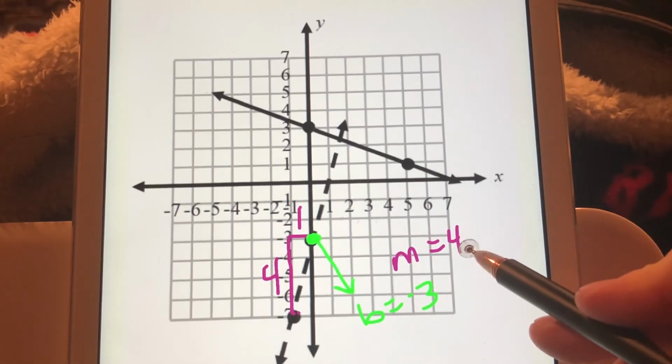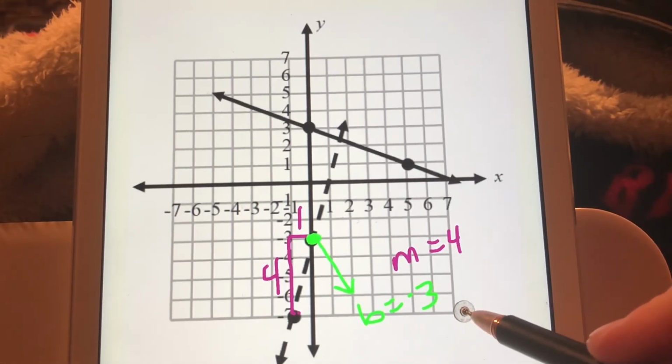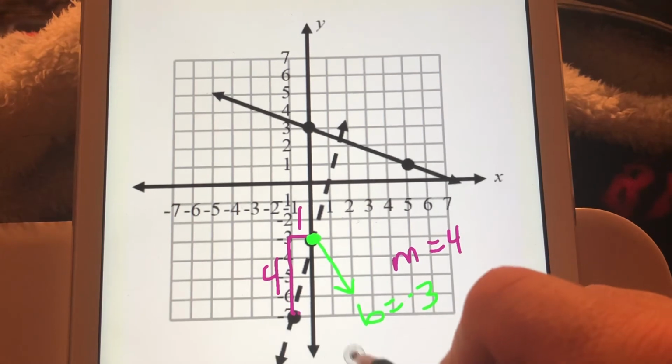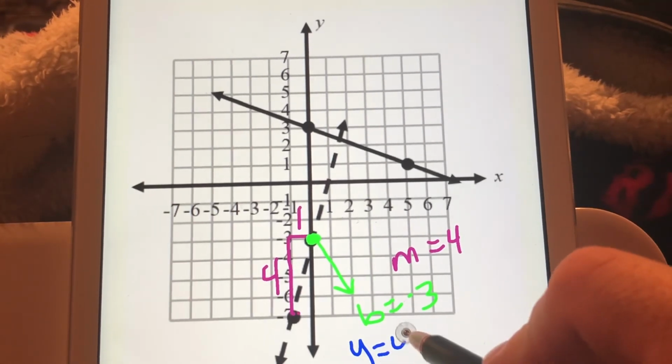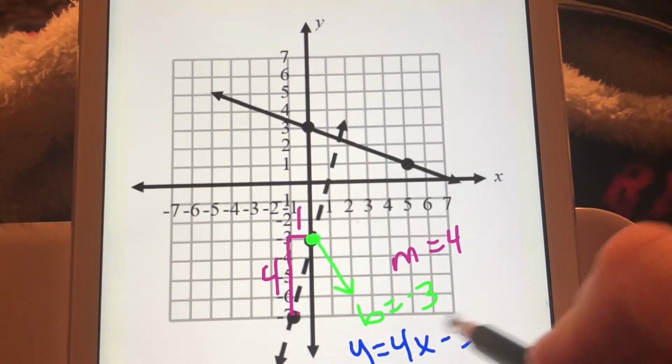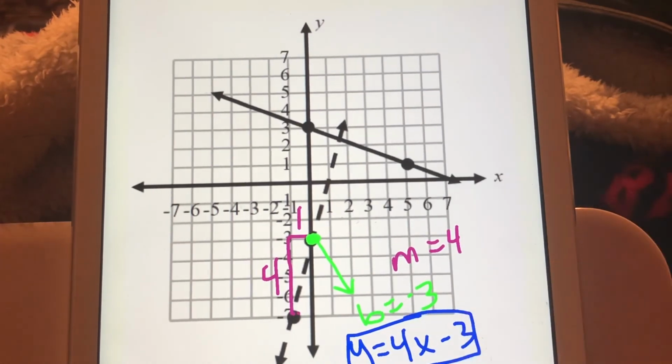So I've got my slope, I've got my y-intercept. So I can plug those two into slope-intercept form like we did in the previous problem, and my equation for the dashed line is going to be y equals 4x minus 3.